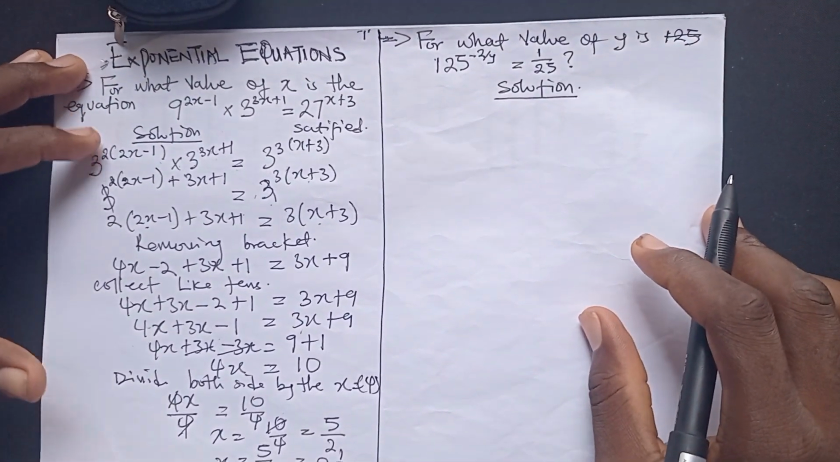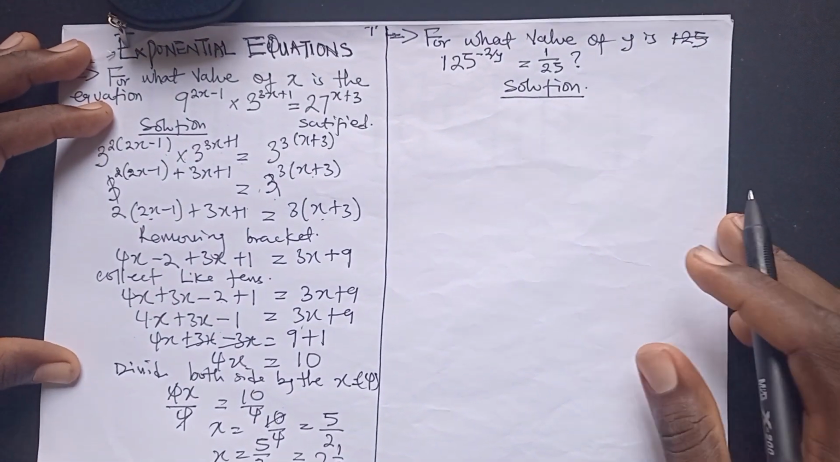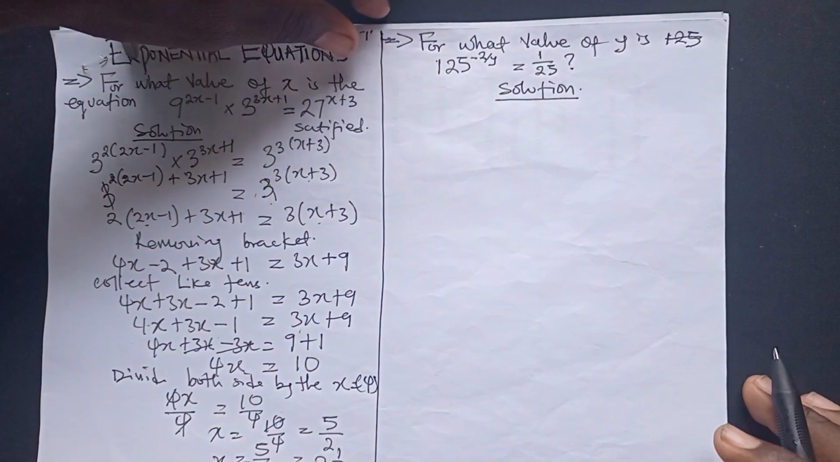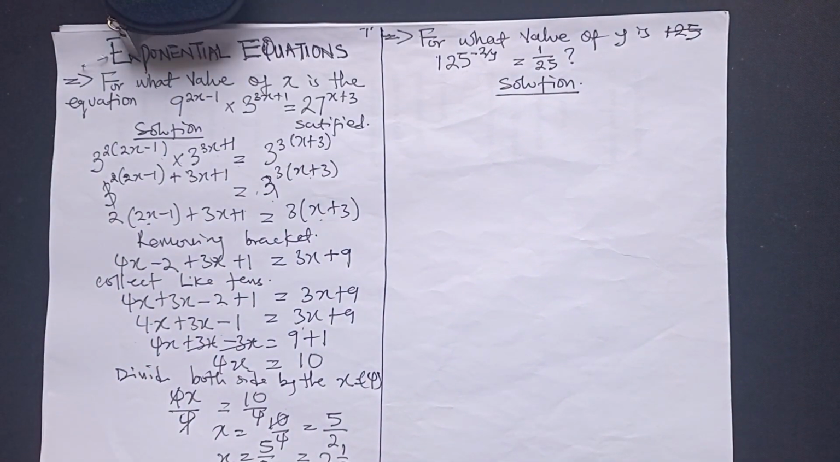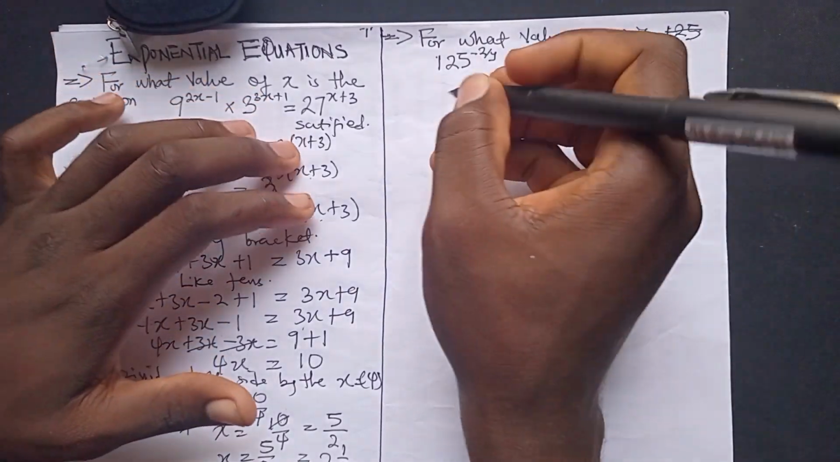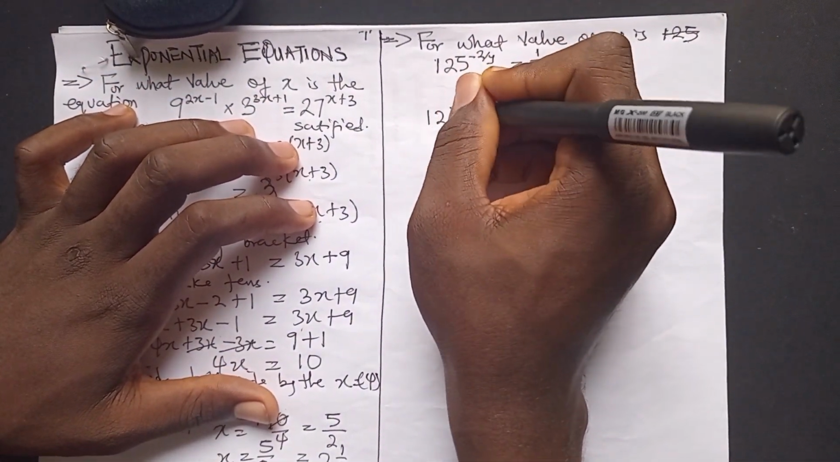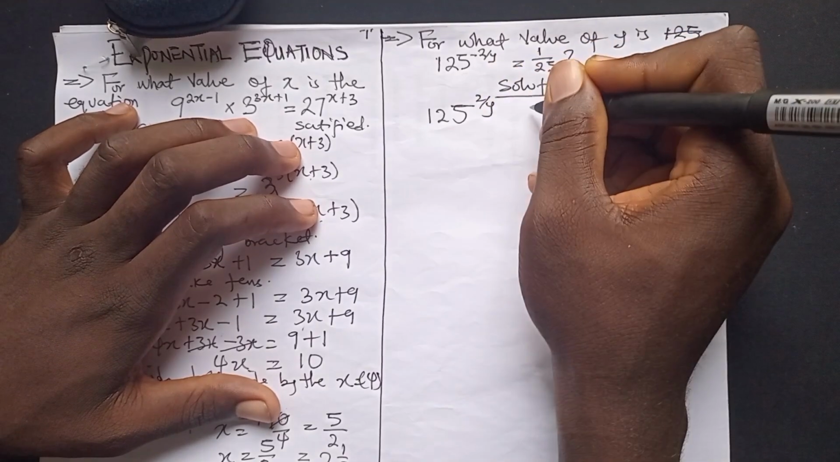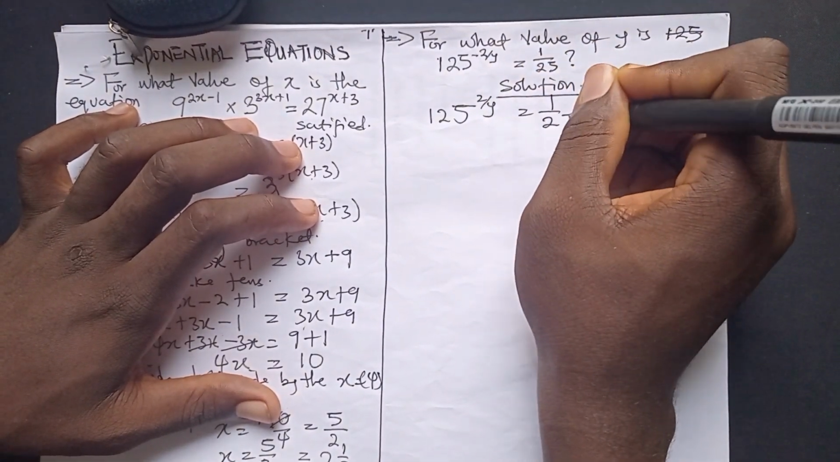Now, solving the second question that says, for what value of y is 125 raised to power minus 2 over y equals 1 over 25. Feel free to pause the video and solve this on your own. That's how you learn faster. So let's attempt it. 125 raised to power minus 2 over y equals 1 over 25.